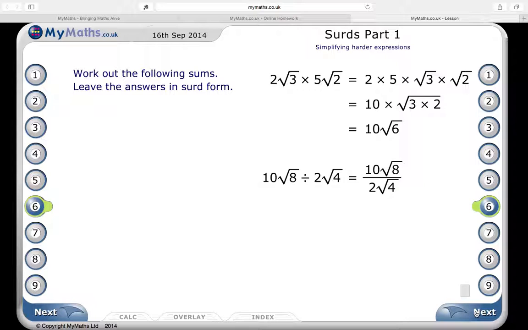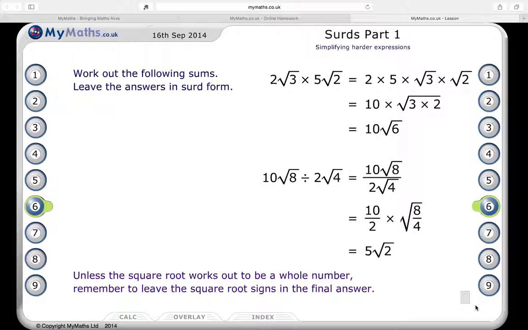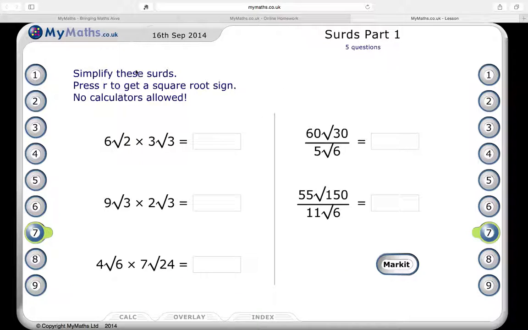Okay, so now we just need to plug these into the original thing, so it's 10 root 8 on the top over 2 root 4 on the bottom, which is the same as 10 over 2 times root 8 over 4. It's the same as doing the 2 is 5 root 2. Now you need to simplify those surds. Now I'm not going to bore you with that, I just want to go through the rules in this video.